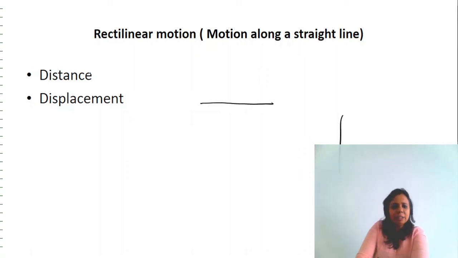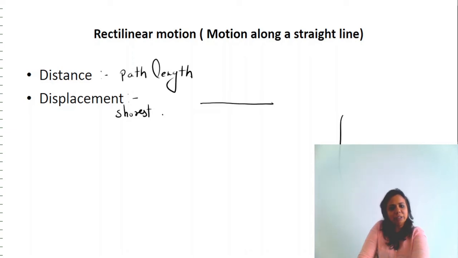Okay, and distance and displacement are two very important parameters of rectilinear motion. Okay guys, then what is distance and what is displacement? It is not confusing. Distance is only the total path length. What is distance? Distance is path length. And what is displacement? It is the shortest distance.